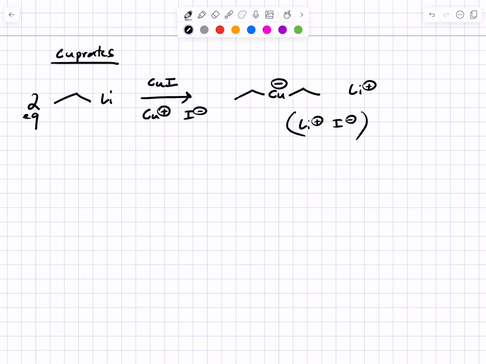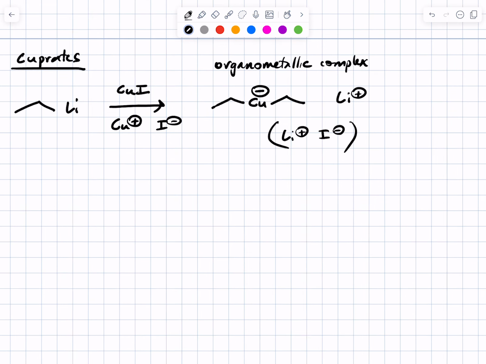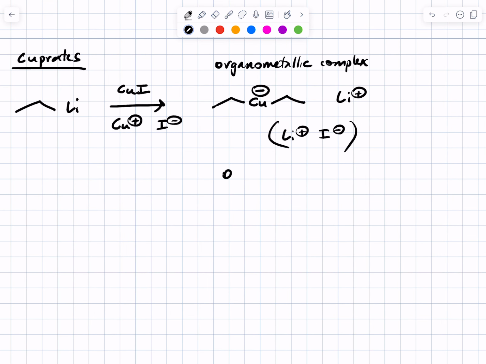This is your first example of an organometallic complex. We will circle back to organometallic complexes in chapter 28. We're not going to say a lot about their reactivity and how to think about them. For right now, it is okay to think of the cuprate as a carbanion and a neutral copper carbon compound.